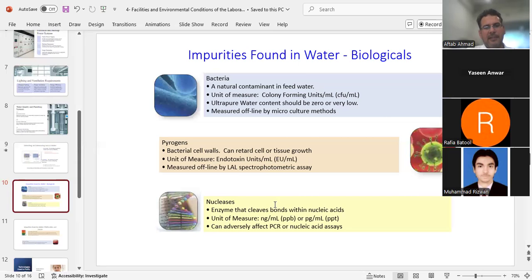Then we can have pyrogens. I'm sure you people are very well aware of these pyrogens. These are not the bacteria itself, but components of the bacteria that could be toxic. These could be the toxins. They can definitely affect the results if you are in a microbiology laboratory, so we also check for pyrogens. These include bacterial cell walls, which can retard cell or tissue growth. This is what I was also mentioning to you.